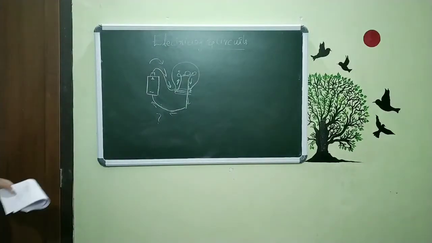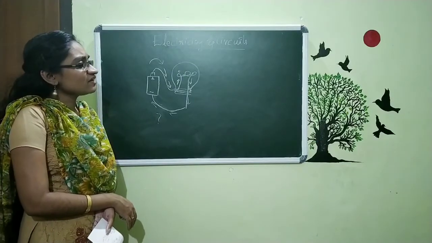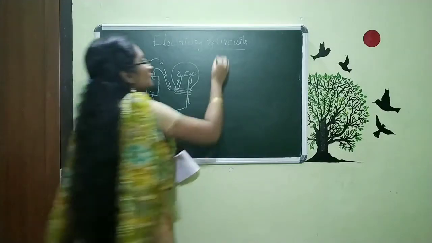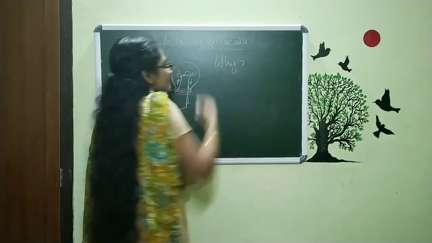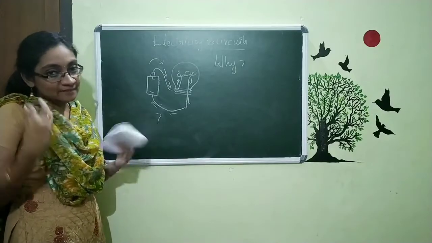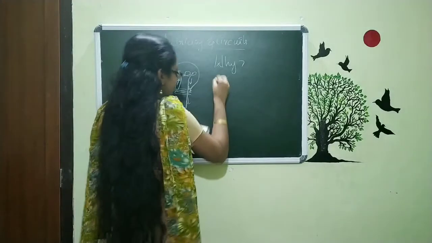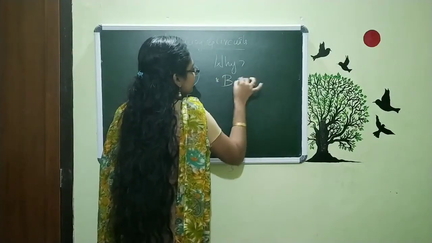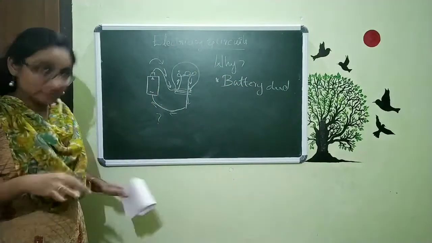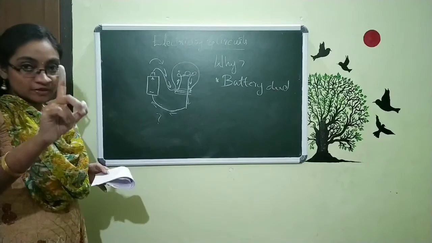Suppose I am connecting one cell and a bulb, but this bulb is not glowing at all. That means it will not give out light. Why? What are the possibilities? One, within this cell, the chemicals may be over. If the chemicals are completed, then this bulb does not glow. That is one possibility: battery dead. When the chemicals inside this battery are over, I can call it battery dead.